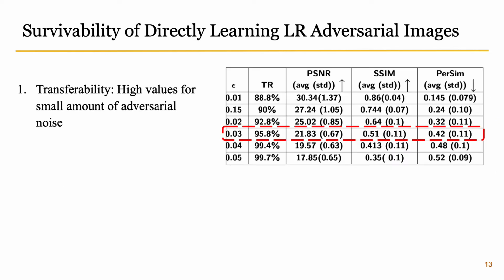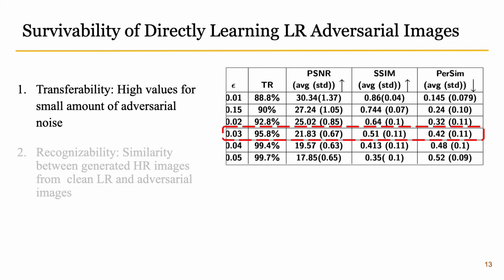Also, we evaluate our second approach for generating low-resolution adversarial images, which is directly learning low-resolution images on a small CNN. In this scenario, a user needs to train a small CNN to learn adversarial low-resolution images. As shown in this table, for a small value of epsilon like 3%, the transferability is high, more than 95% for a black box scenario. Also, the figure in the bottom shows that super-resolved images are recognizable.